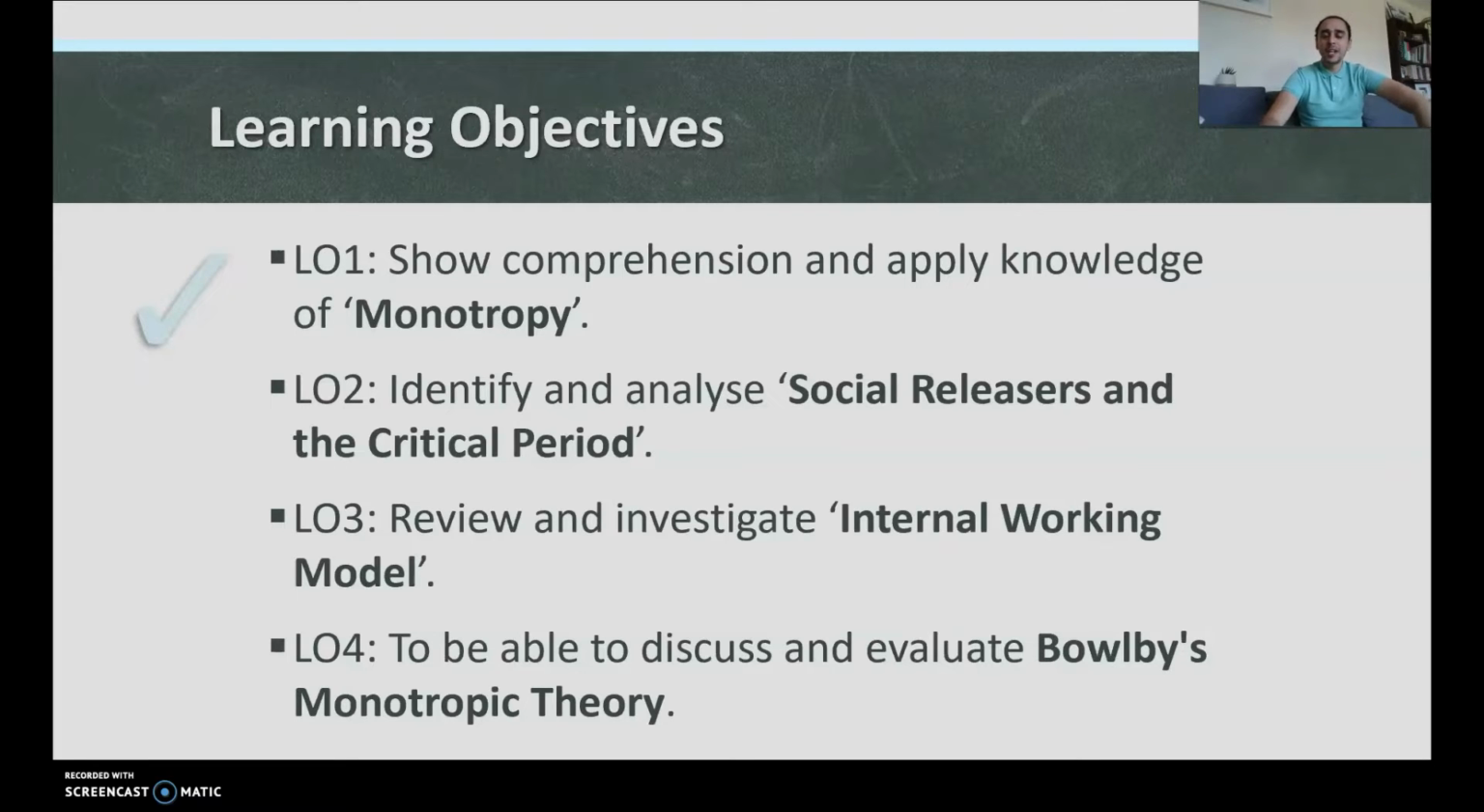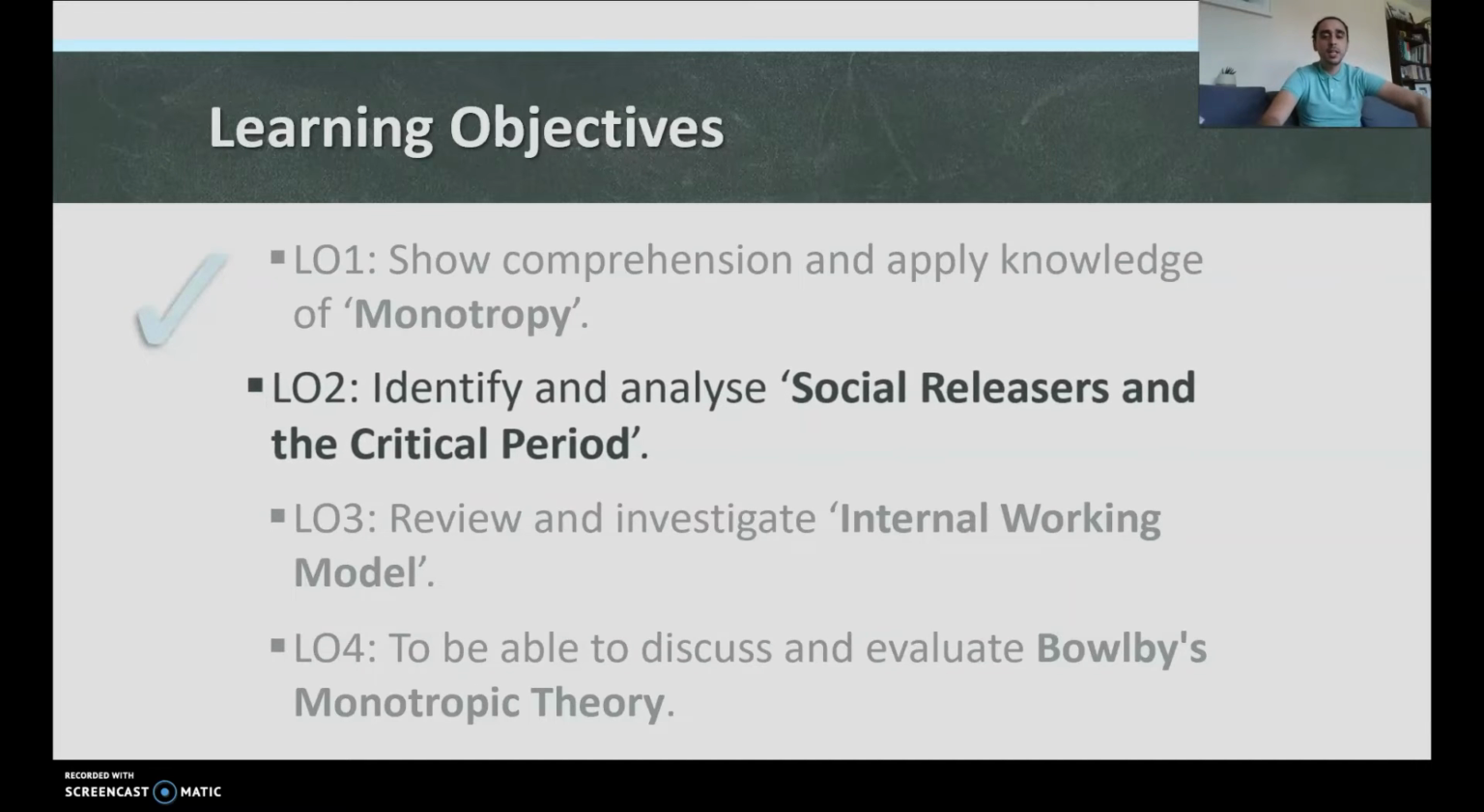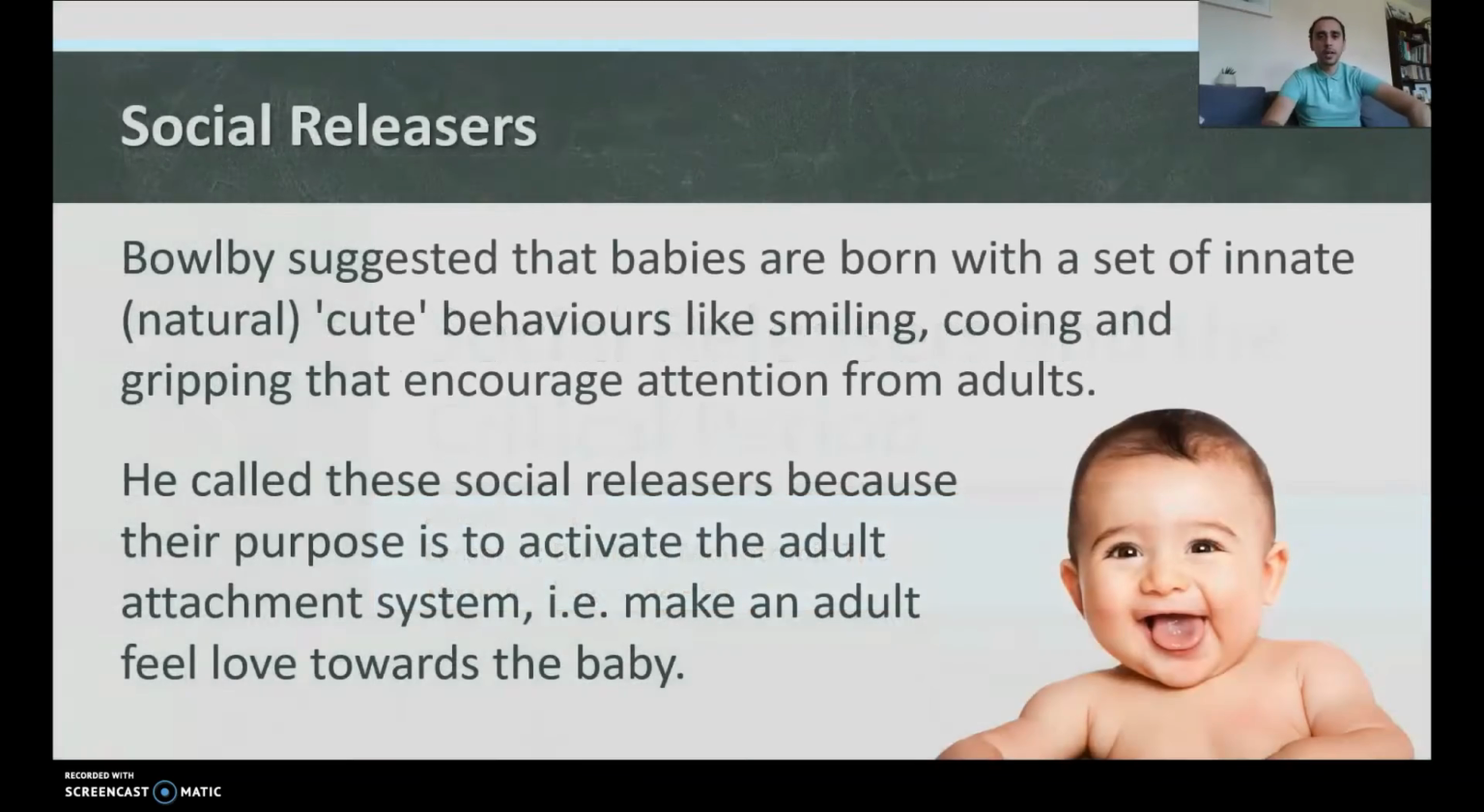Right. Learning objective 2: identify and analyze social releasers and the critical period. The critical period is something you looked at before, but we haven't looked at what social releasers are. What is that? Mr. Neo, help me out. What does that mean? Don't worry, I got you.